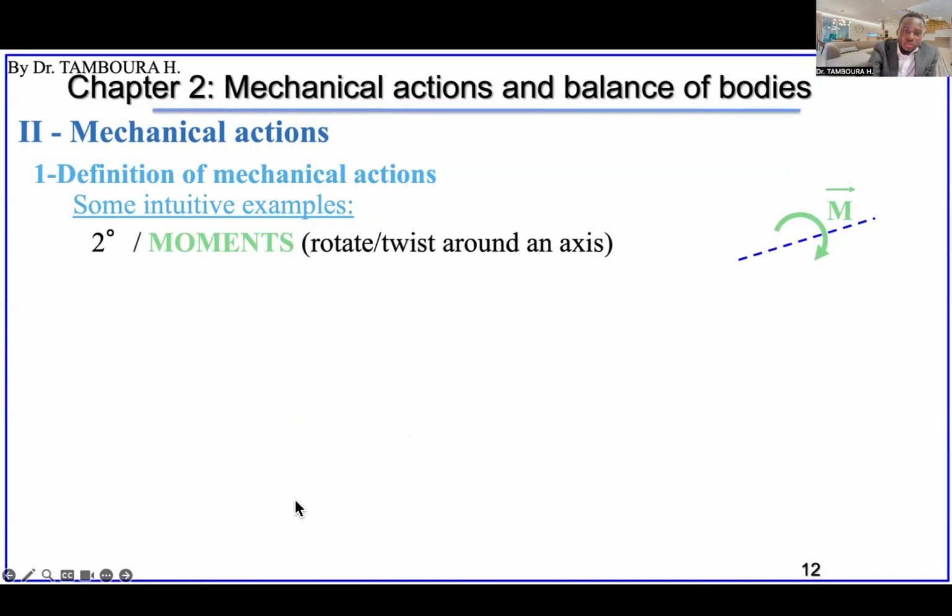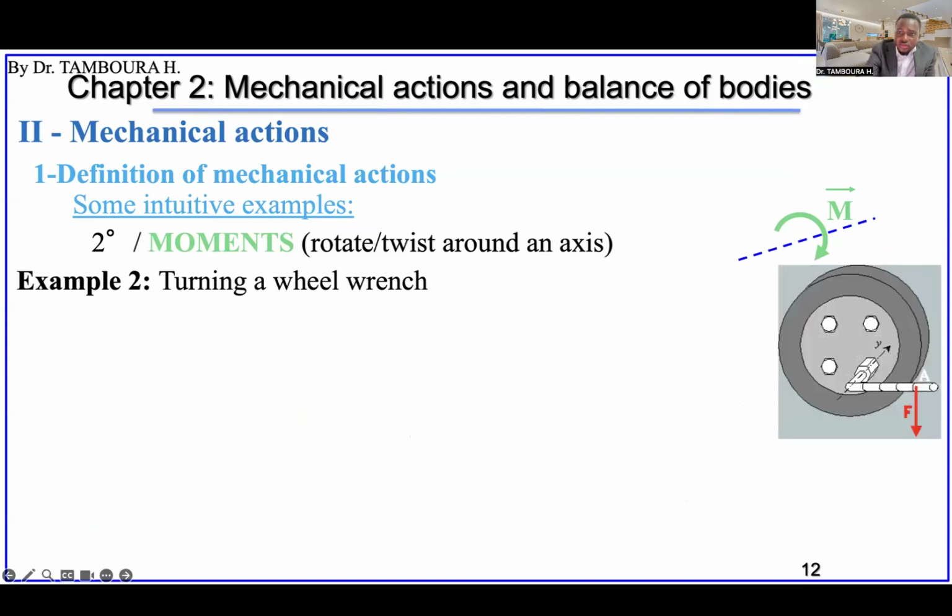Example of a moment. Example number 2, turning a wheel like this. When you have this kind of tool and you want to, for example, this, in this case, where is the rotation axis? The rotation axis is this axis, y axis, right? And the force is here. Okay, so you apply the force here and try to turn this here.